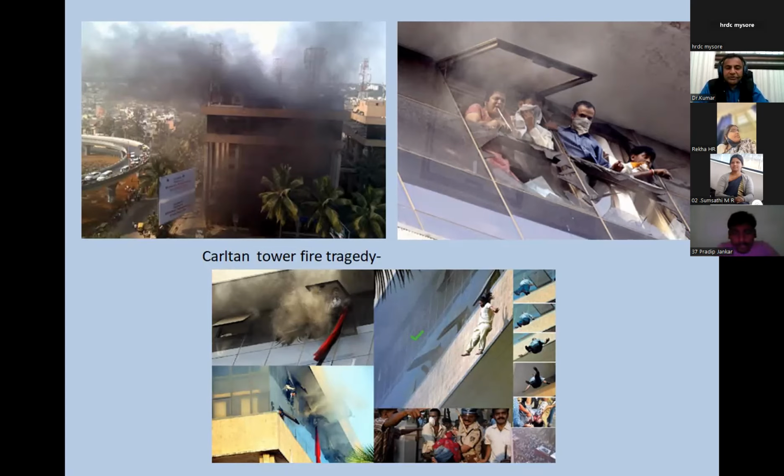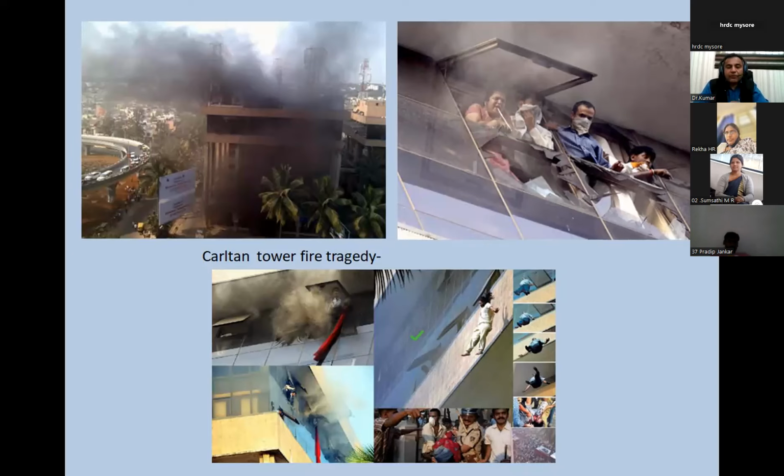These visuals are still on the net. You can see them. And this is an incident where, please understand, they were not uneducated people. They were highly educated people. And jumping out from the 8th floor, nobody can survive. So when someone gets trapped inside a building, please remember the do's and don'ts of a fire.